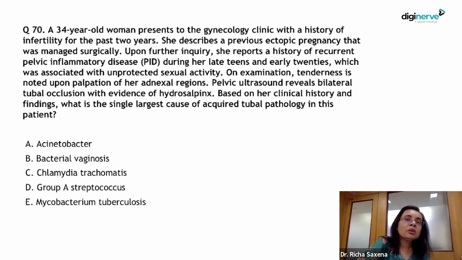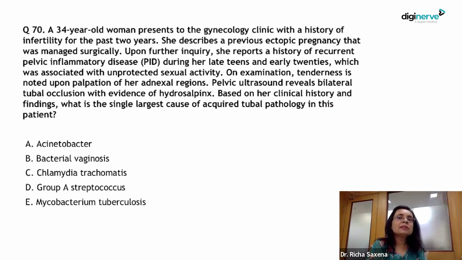A 34-year-old woman presents to the gynecology clinic with a history of infertility for the past 2 years. She describes a previous ectopic pregnancy that was managed surgically. Upon further inquiry, she reports a history of recurrent pelvic inflammatory disease during her late teens and early 20s, which was associated with unprotected sexual activity. On examination, tenderness is noted upon palpation of her adnexal region.